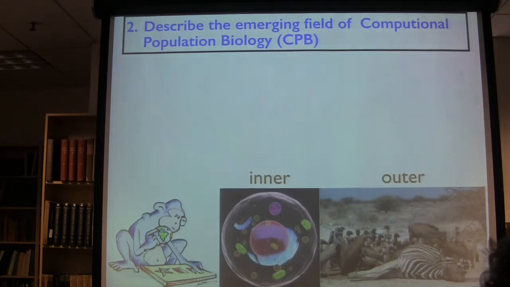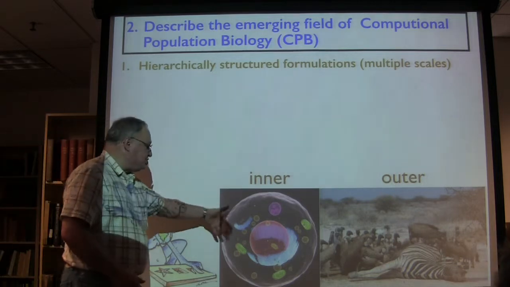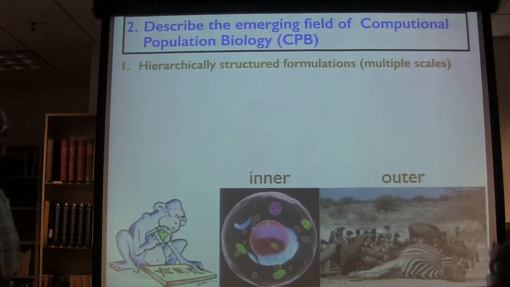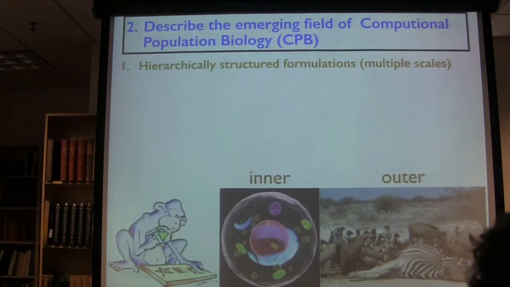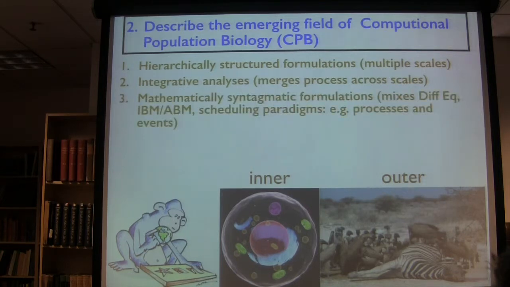You can see that if you want to build models where you ask questions involving the link between the inner and outer world, it gets rather complicated. And so you have these hierarchical structured formulations where the inner world can change at faster time scales than the outer world, so you have to deal with that. You have to then integrate analysis across your various scales, and try to understand what's going on.